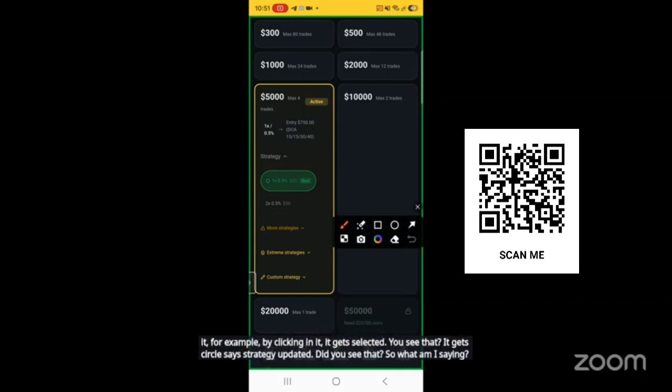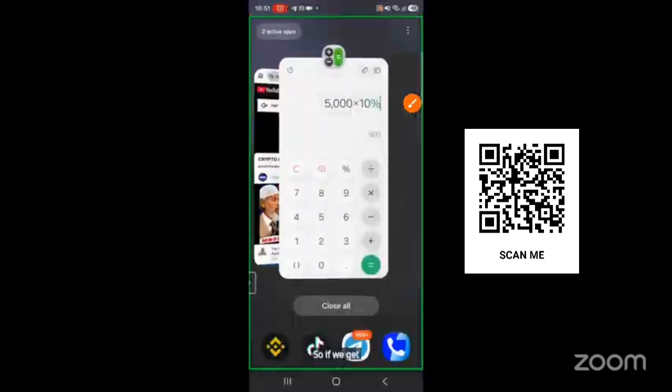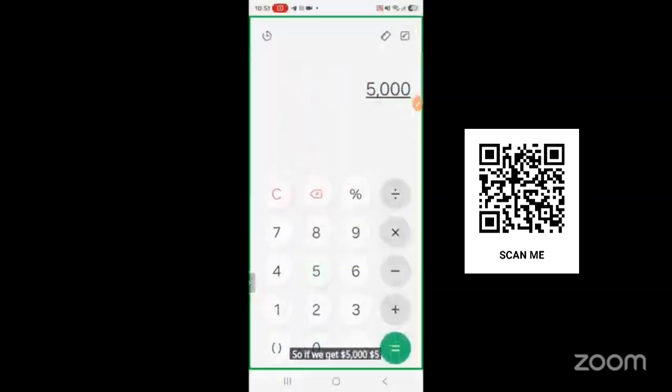So what am I saying? Even though I've told you to use $5,000 per trade, I have changed my mind. Expose only 0.5% of my $1,000 into each trade. So if we take $5,000 times, let's multiply this. What is happening?